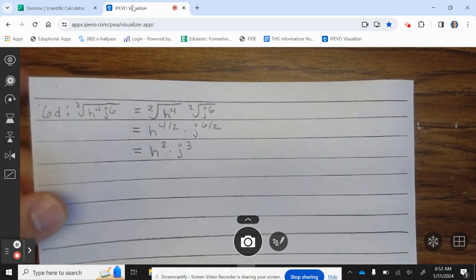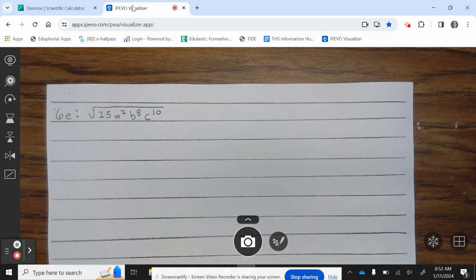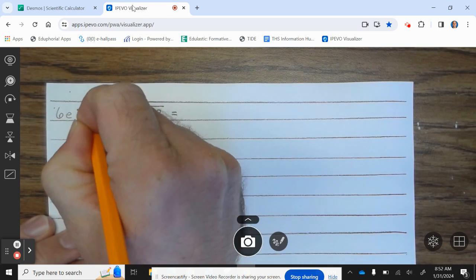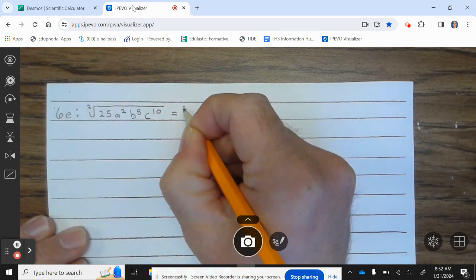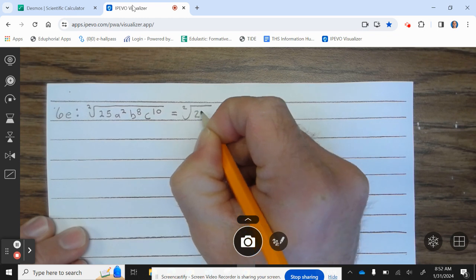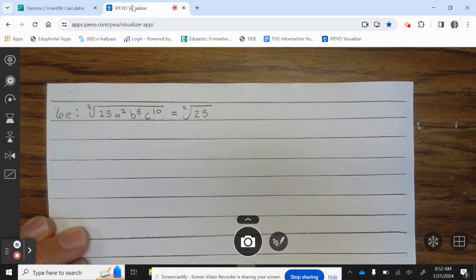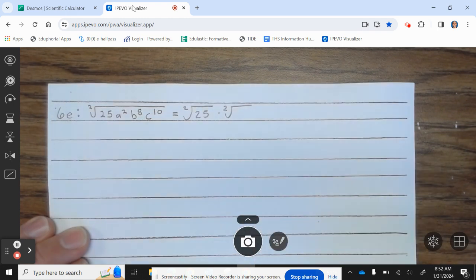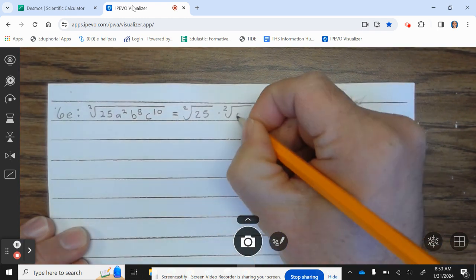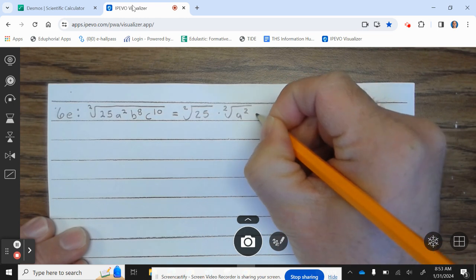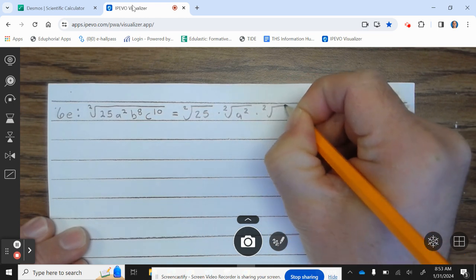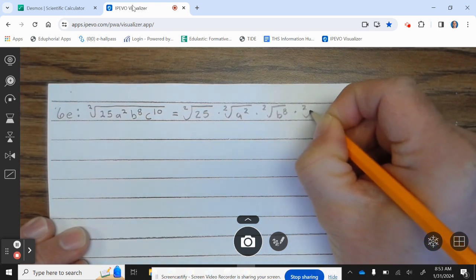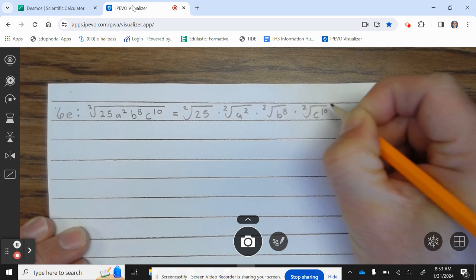All right, 6e. Remember, this is the second root. So that's the second root of 25 times the second root of a squared times the second root of b to the 8th times the second root of c to the 10th.